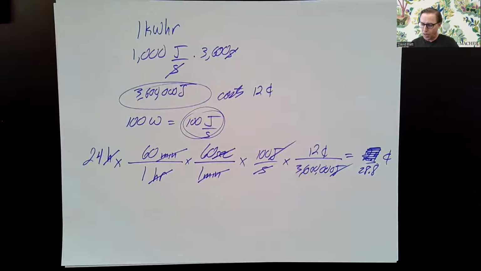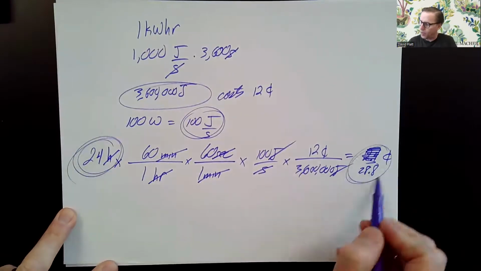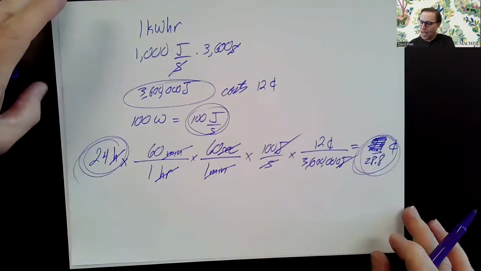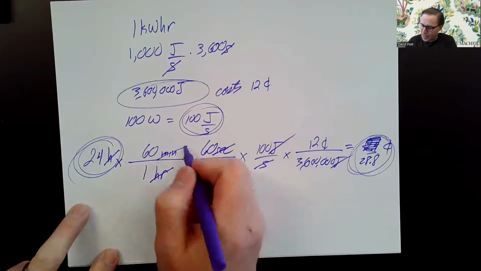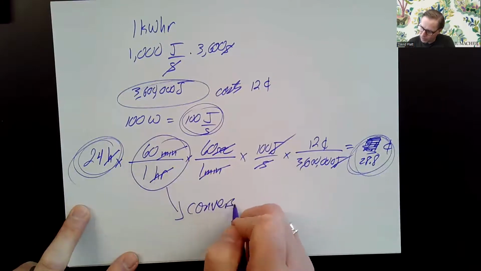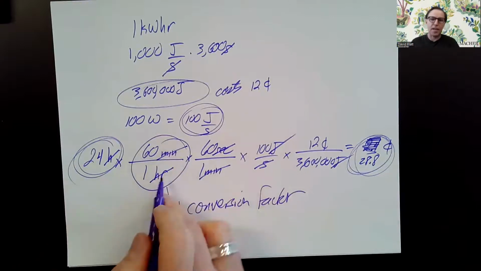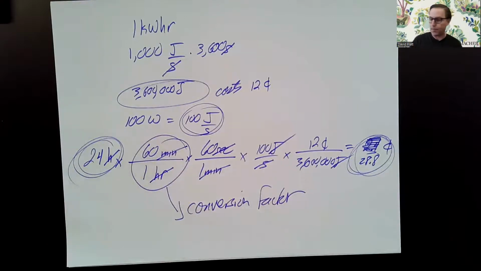So this was what we started with. We had a certain amount of time, and that was going to correspond to a certain bill that I'm going to get. And each of these things that I multiplied by is called a conversion factor, where the numerator and denominator are equivalent to each other. All right, that was letter A.